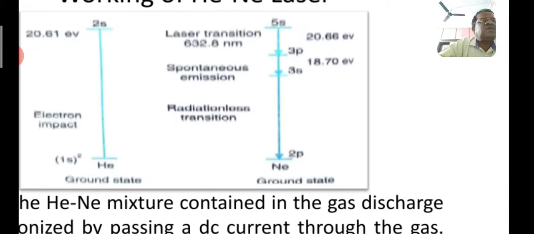Thus, the helium neon laser works. Already told you, the electron impact that excites the helium neon atoms occurs all the time. Hence, the helium neon laser operates continuously. You must remember one more point: the helium neon laser is a 4-level laser.